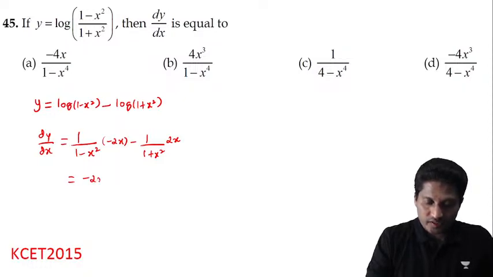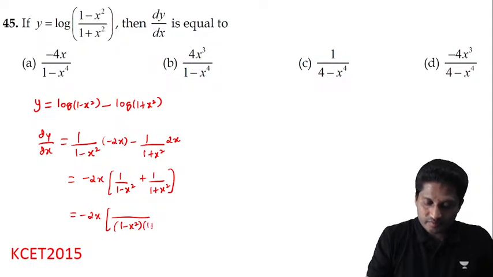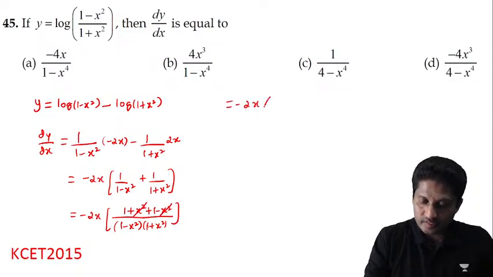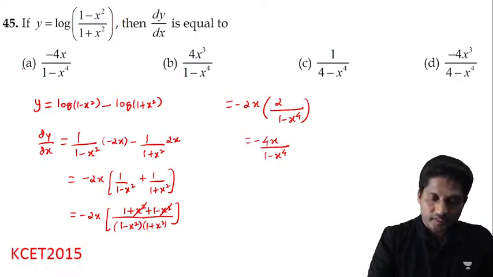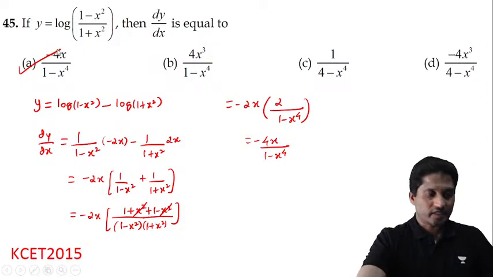Now if I take minus 2x common, I get 1 by 1 minus x square plus 1 by 1 plus x square. The LCM is 1 minus x square into 1 plus x square. If I cross multiply, you get 1 plus x square plus 1 minus x square, where the squares cancel. Get minus 2x into 2 divided by 1 minus x power 4, which is minus 4x divided by 1 minus x power 4. Answer is option A. Let's move to the next question.